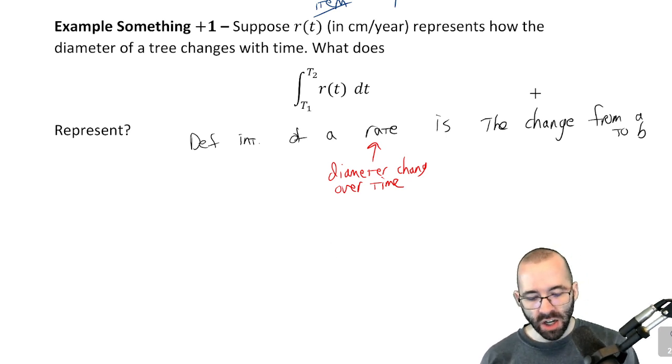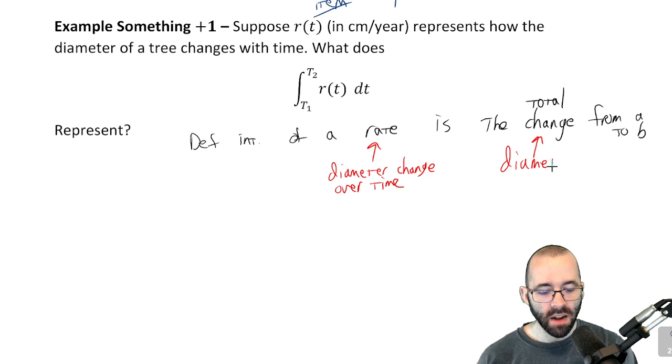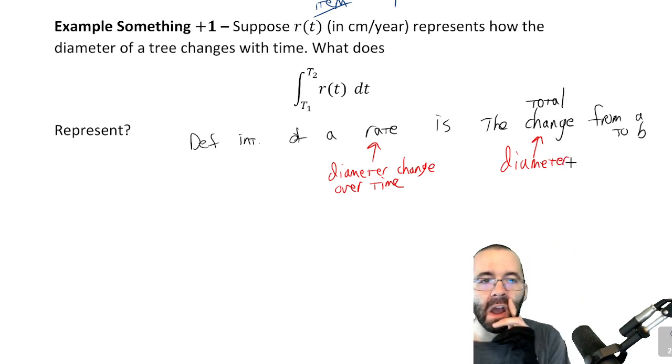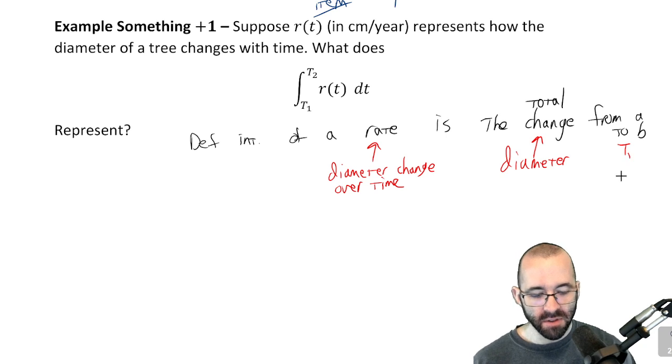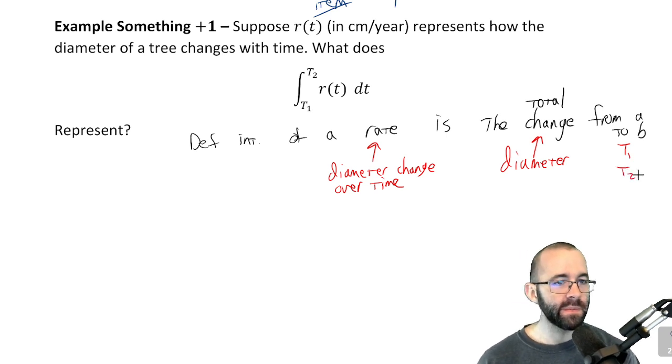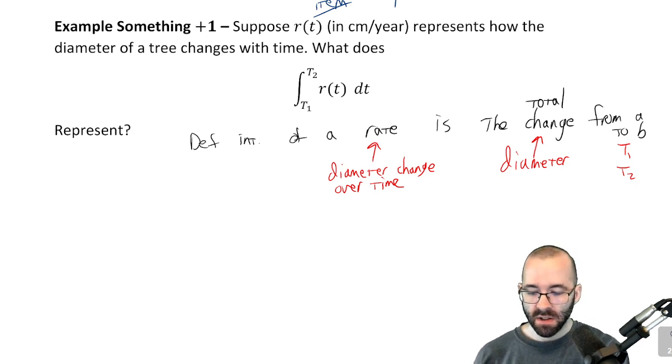And that's the total change of what? Well, this is diameter changing over time. This is going to be the total change of diameter of that tree. What are A and B? I don't know, some time 1 and some time 2. So that's what this shows us.